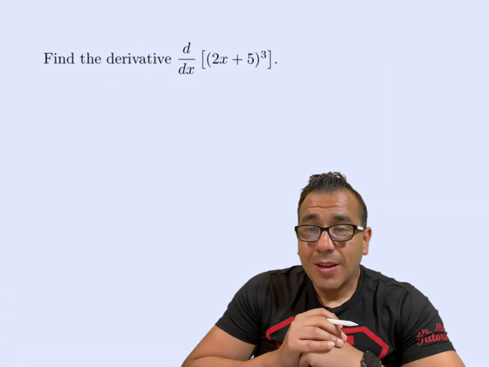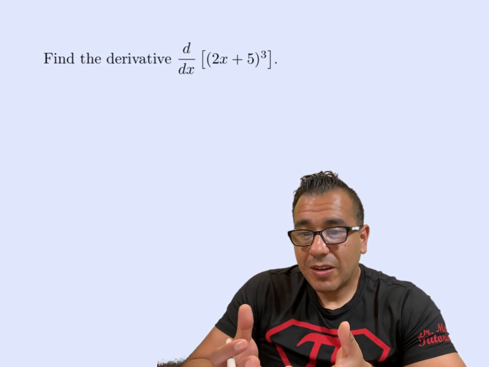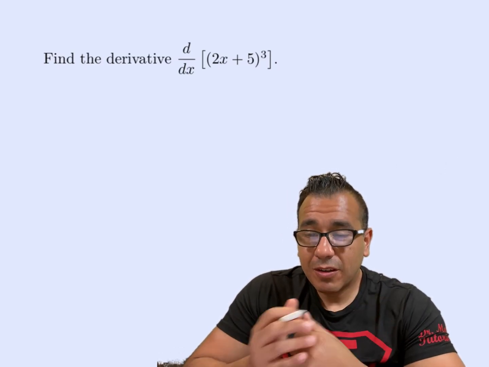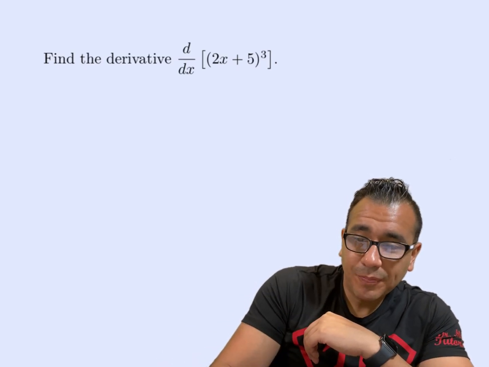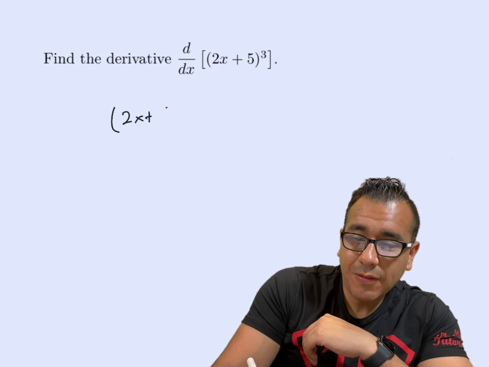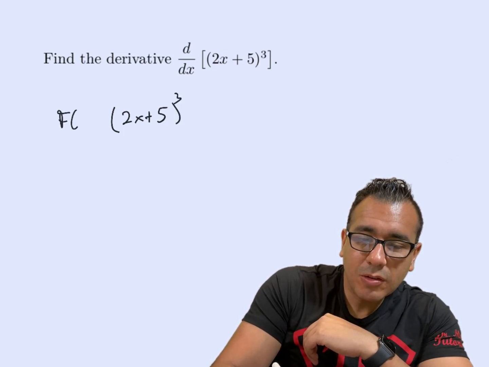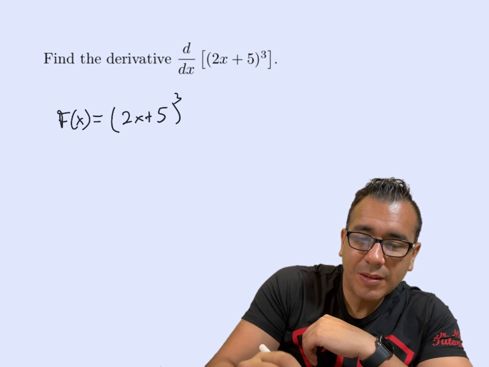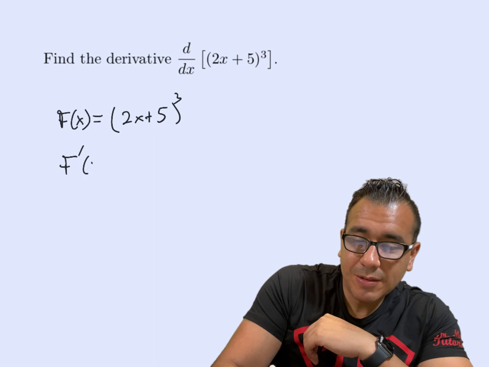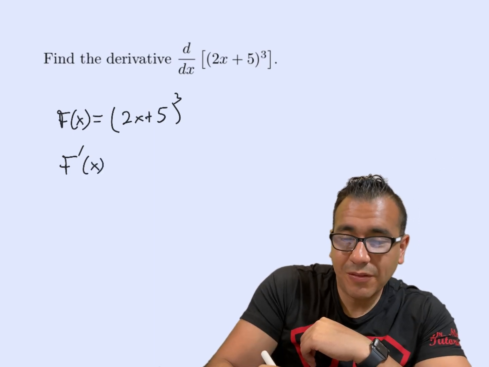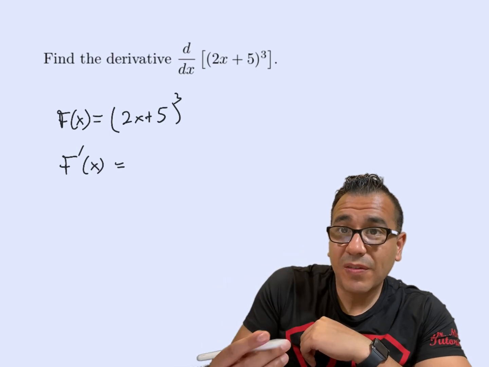Let's look at this guy right here. We're going to take the derivative of this composition of functions, one function inside another. Let me write it down here: we have 2x plus 5, cubed. I'll call this function capital F of x, so when I'm taking the derivative, capital F prime of x, what I do is take the derivative of the outside first.